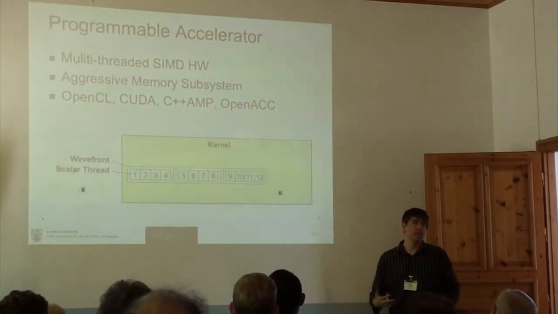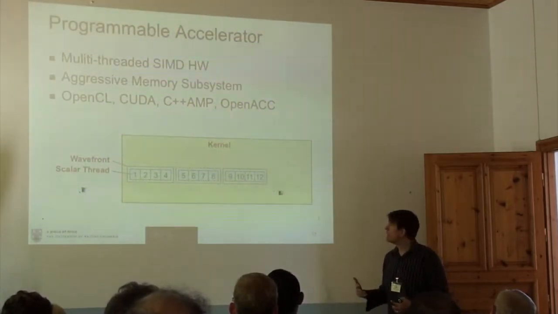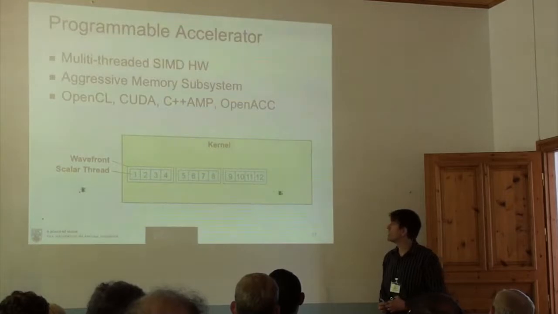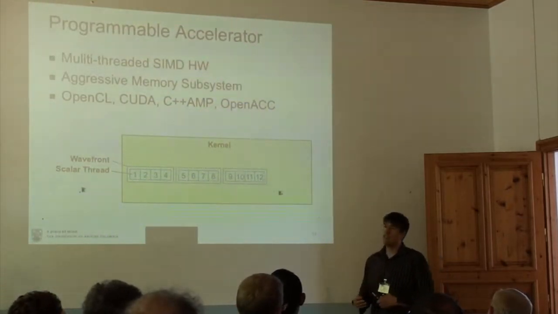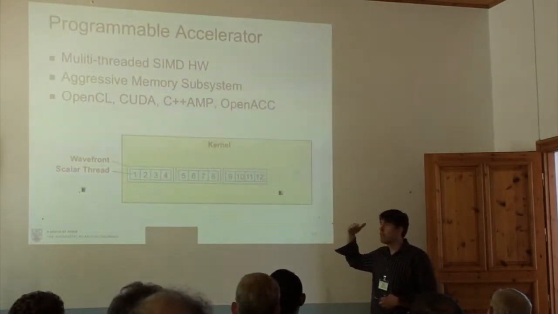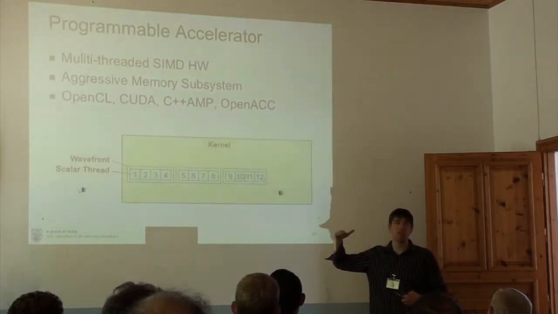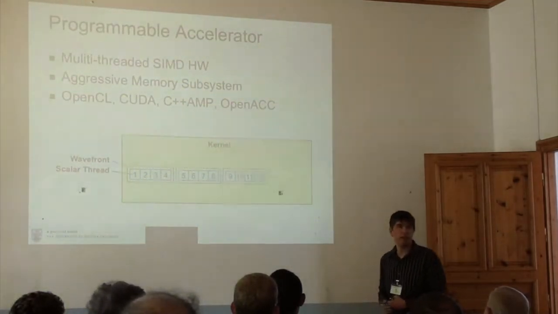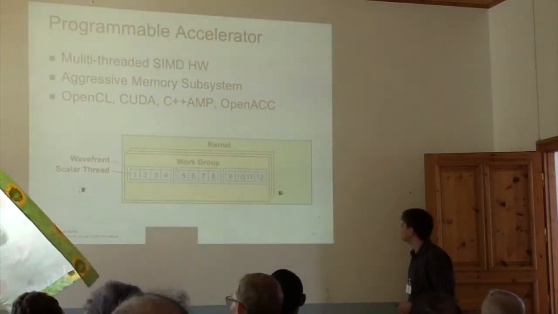In real hardware, in AMD, this would be like 64 threads. NVIDIA would group 32 threads together into one of these units. And the significance there is those threads are executing in lockstep. So at each point, all the threads are either executing the same instruction or some of them can be masked off. And I'll talk about the masking in a second.